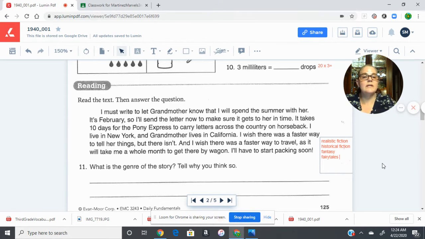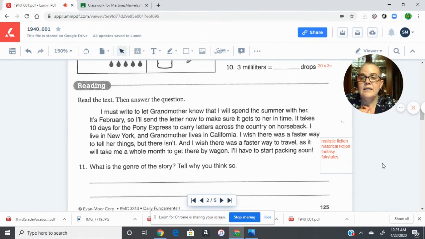So there's just some examples. So let's read this one and see which one we think it is. I must write to let grandmother know that I will spend the summer with her. It's February, so I'll send the letter now to make sure it gets to her in time.